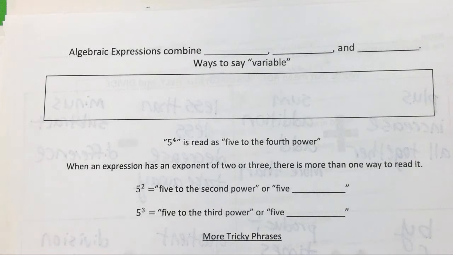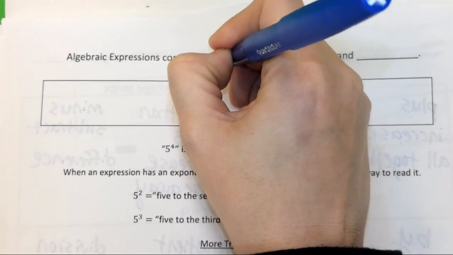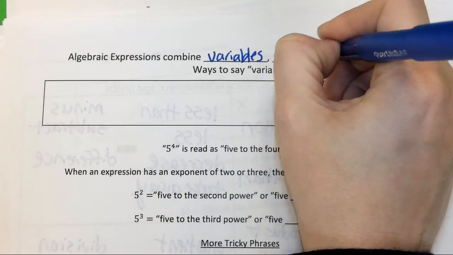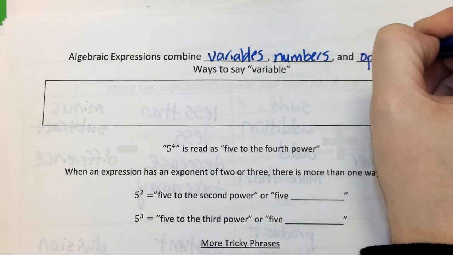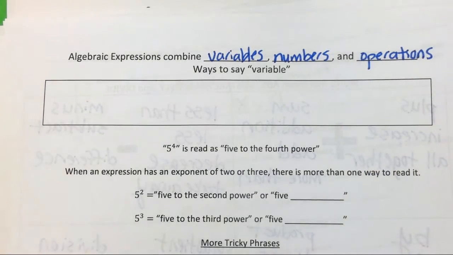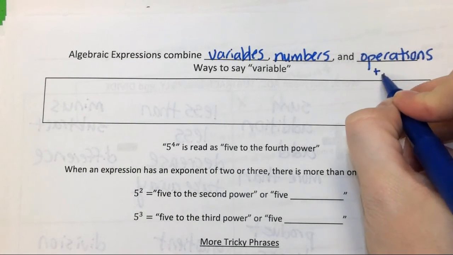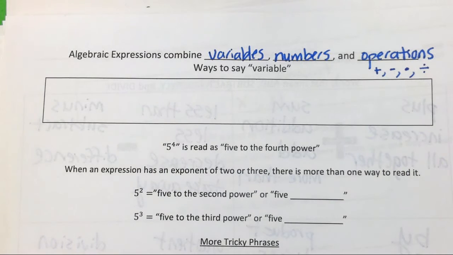Okay, we're going to start on the back side of your paper. Algebraic expressions combine variables, numbers, and operations. So when I say operations, I mean like addition, subtraction, multiplication, or division. They'll have at least one of those in there.